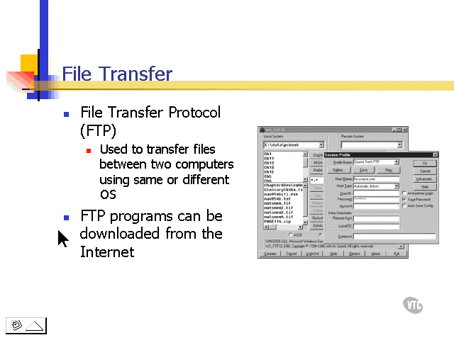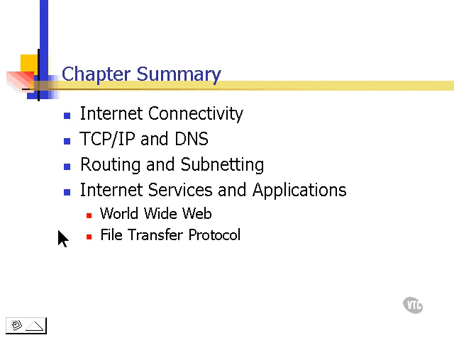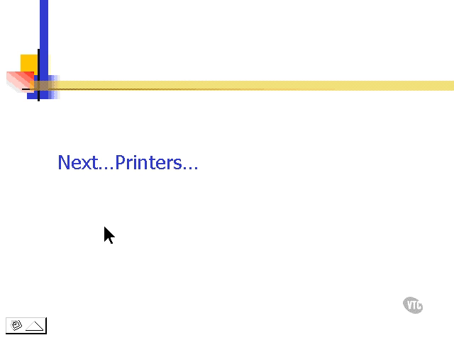So in summary, in this chapter, we discussed Internet connectivity. We talked about TCP/IP and DNS. We also discussed routing and subnetting. And finally, Internet services and applications like the World Wide Web and File Transfer Protocol. In our next section, we'll switch gears entirely and talk about printers.